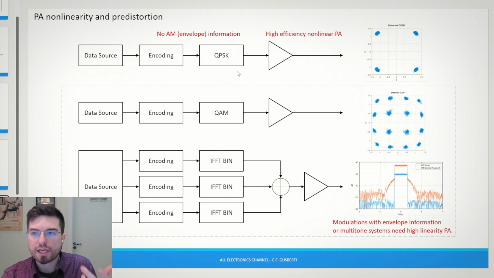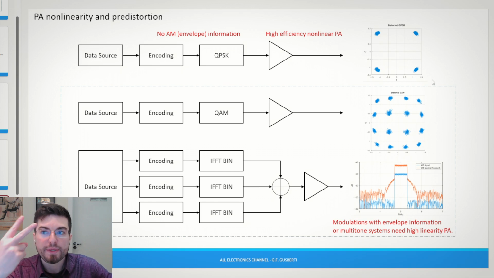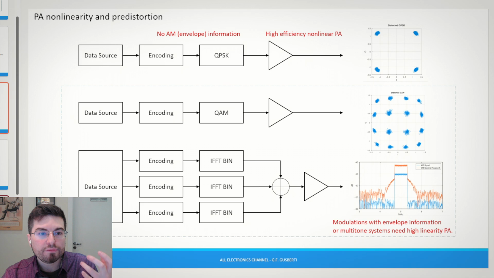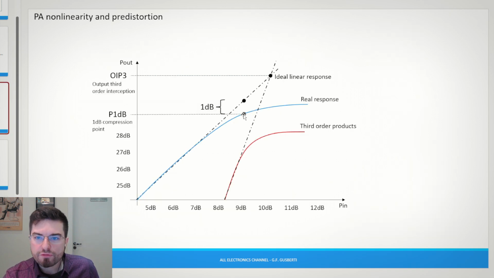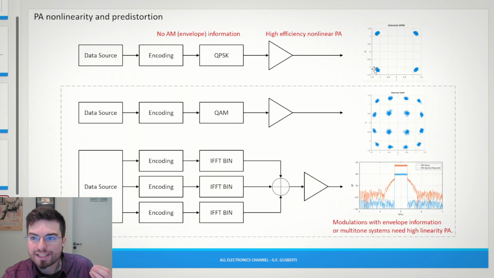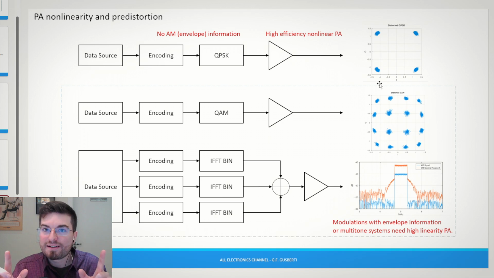And here we see exactly this. If we have a modulation that only encodes the information in the phase, like a QPSK modulator that has 4 different output phases to encode 2 bits of information, each symbol here has 2 bits of information, we can use a high efficiency power amplifier that is working well into saturation, even with output powers over the 1 dB compression point, because the information is only encoded on the phase of the signal. But there is a catch here.